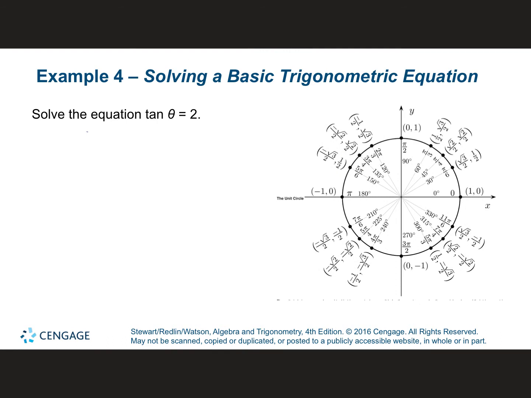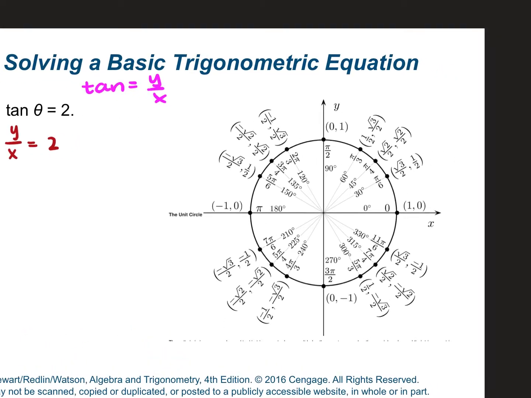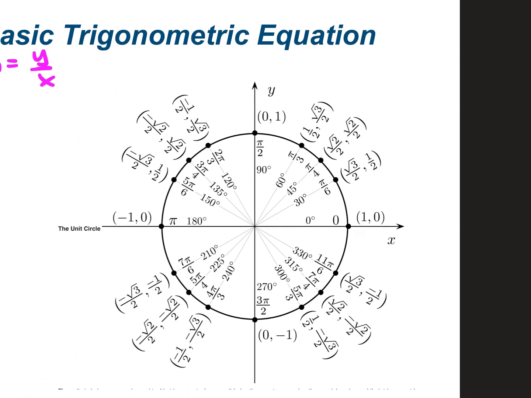For our next example, we're solving the equation tangent theta is equal to 2. We said that tangent is y divided by x. If tangent is y divided by x, we're finding where y divided by x is equal to 2. Now, if you look at your unit circle, if we do y divided by x, it's the same thing as y times the reciprocal of x. If we start with that pi over 6, we would have 1/2 times 2 over the square root of 3. Those 2's cancel to be 1's, and you would just be left with 1 over the square root of 3, which is the square root of 3 over 3 simplified.